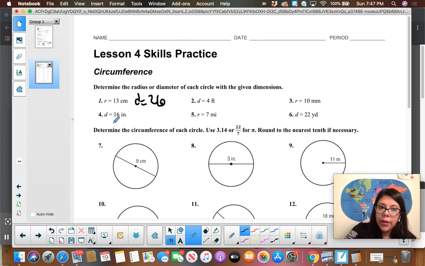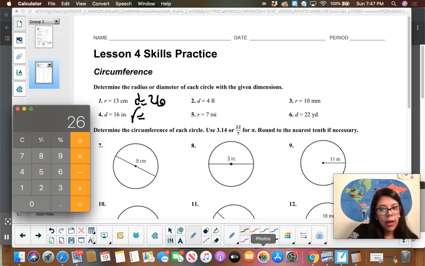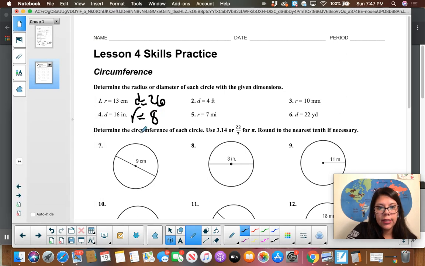They're giving me the diameter. They're going to want the radius. Okay, so how do I get the radius if I have the diameter? I divide the diameter by 2. 16 divided by 2. So that's going to give me 8. All right, so that's how you do questions 1 through 6.